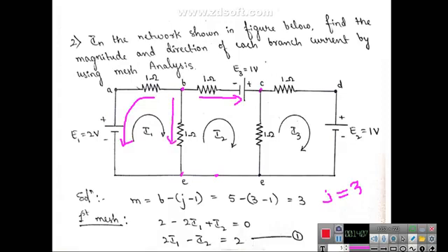Next, between C and E, this is another branch, so this is your fourth one. Next, between C and E, this is another branch. So therefore 1, 2, 3, 4, 5. So the number of branches in the given network is B equal to 5.